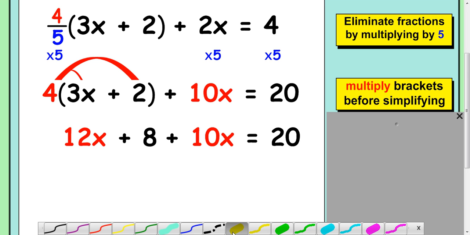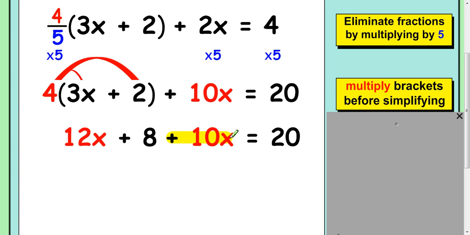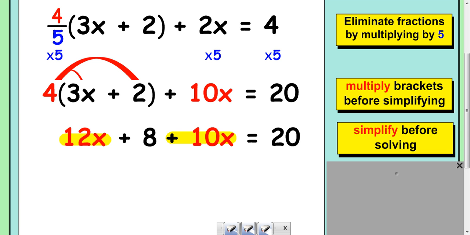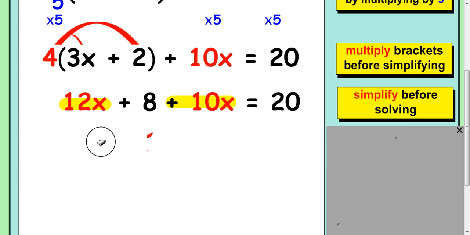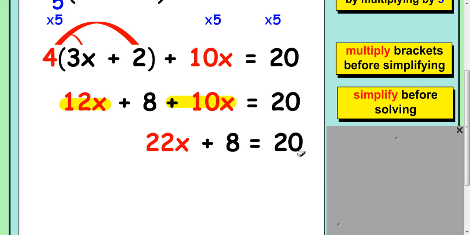We can now simplify, because we've got a plus 10x here, and we've got a 12x there. So we'll do simplifying before we solve it. So if we add our 12x and our 10x, we get 22x. We've still got a plus 8, and we've still got a 20 there. And again, this is quite an easy one to solve.